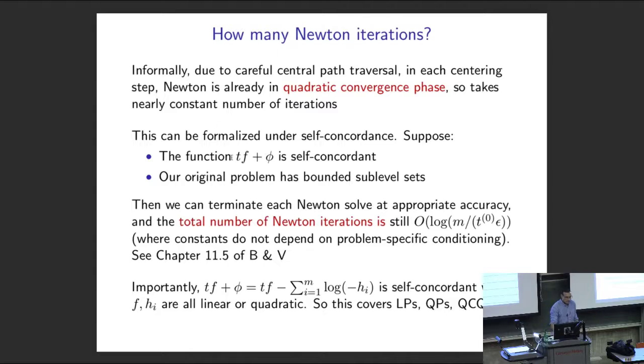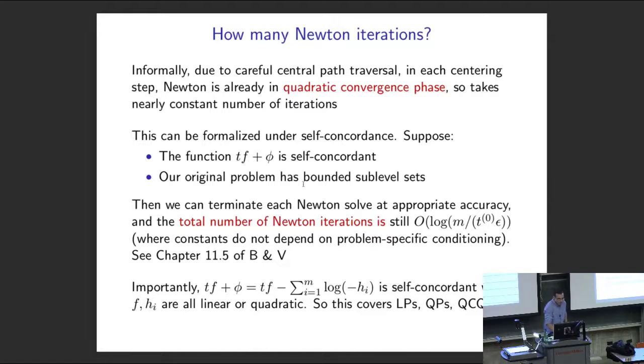So let's suppose that the criterion function in the barrier problem, which is t times f plus phi, is self-concordant. So that whole function is self-concordant. And our original problem had bounded sublevel sets. This is a very weak condition. I'm not actually sure whether it's necessary, but that's as far as I can tell. At least that's what's used in the Nesterov and Nemirovski analysis.